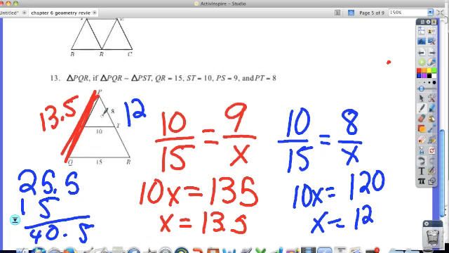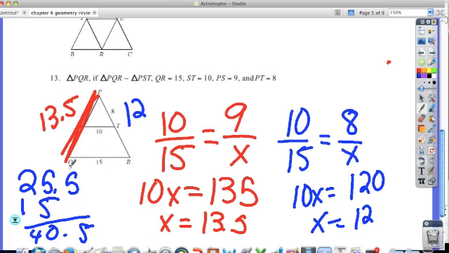Because basically what you're saying, for lack of a better word, I'm comparing the base to the base when I do the 10 over 15. And I'm going to call this the left side of the smaller triangle to the left side of the bigger triangle.